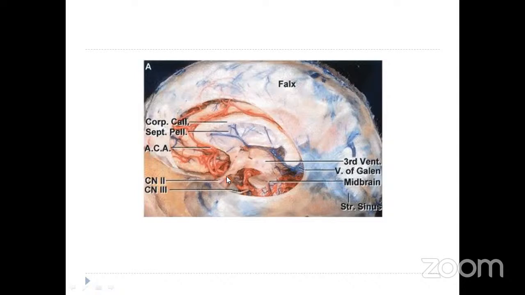Inferiorly, you can see its relationship with the optic chiasm, and here we can see the optic nerve. The floor is related to the midbrain, and posteriorly, as we can see, there is the quadrigeminal system.